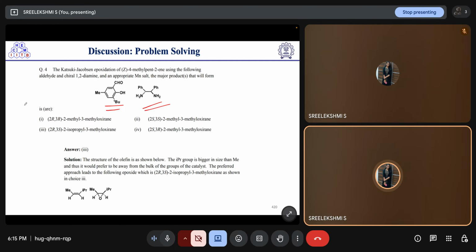So here what is happening, the structure of this olefin is as shown below. The isopropyl group is bigger in size than the methyl group, so it would prefer to move away from the group of the catalyst. So the epoxide, which is (2R,3S)-2-isopropyl-3-methyloxirane, will be the correct answer, that is option 3.